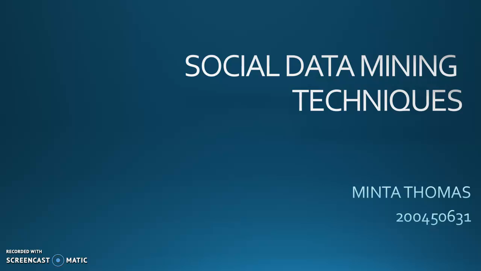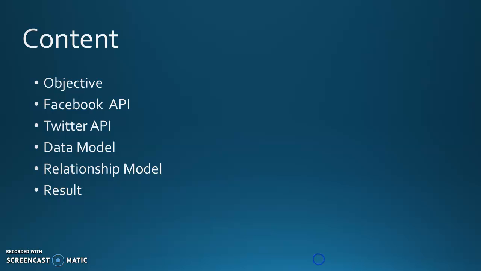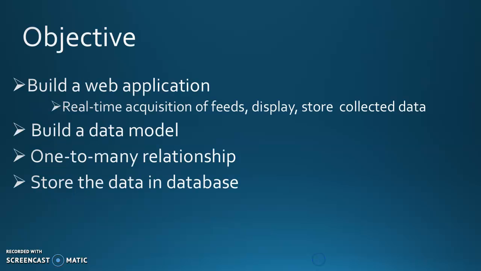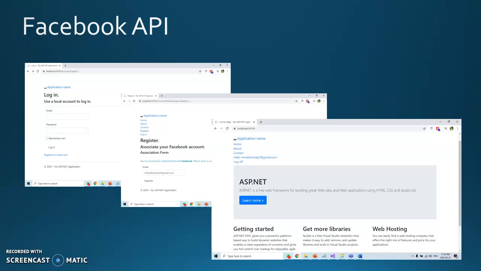My name is Minta Thomas, and I'll be discussing in this PPT the objective, the APIs of Facebook and Twitter, the data model and its relationship, and the final result. The main objective of this project is to fetch the data from social media. The ones which I have chosen are Facebook and Twitter, and to display all those data in a website and then store the data onto a database. And the second objective is to create a data model and to show its one-to-many relationship.